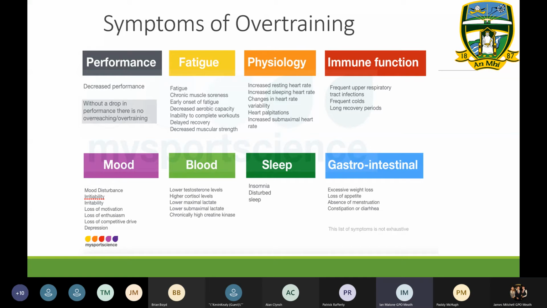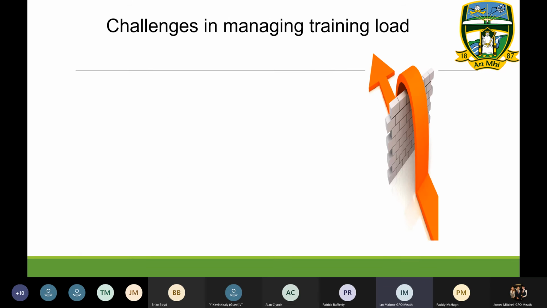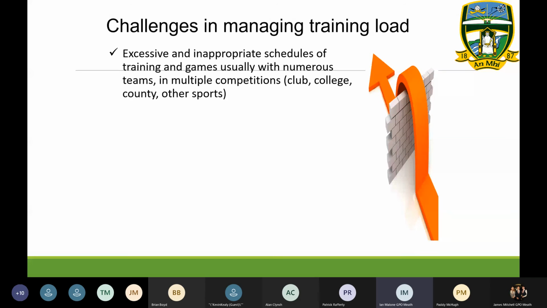Okay, so moving on from the symptoms of overtraining, we're going to talk next about some of the challenges you might have when it comes to managing your training load. The first one here: excessive and inappropriate schedules of training and games, usually with numerous teams in multiple competitions. I did touch on that earlier on.